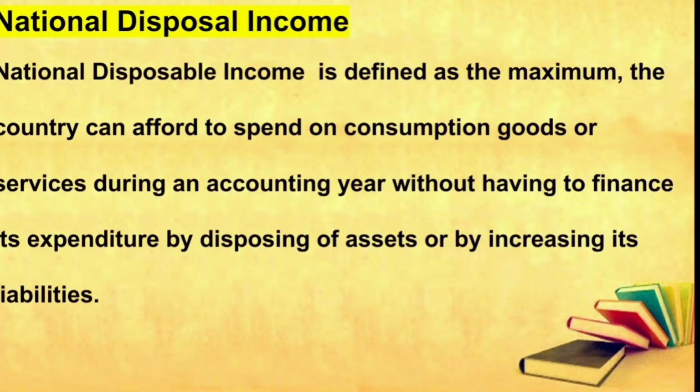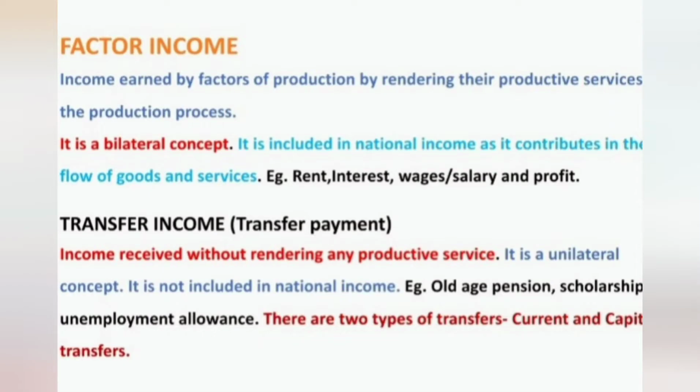So, disposable income is defined as the maximum the country can afford to spend on consumption goods or services during an accounting year. It includes both factor income and transfer income. It is also known as net national disposable income. So, unlike national income, national disposable income includes both factor income and transfer income. National income includes only factor income.